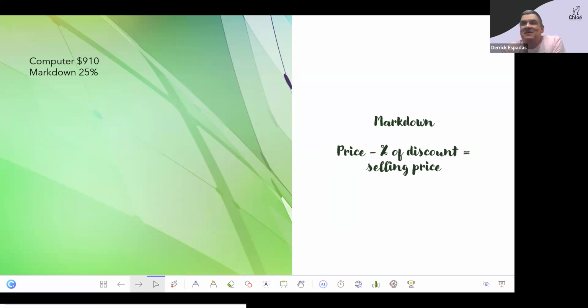So now we're doing a markdown of 25%. Our computer is $910. It's an upgraded version from the other one before. So first we've got to figure out what 25% of 910 is. So 910 times 0.25. We just move the decimal place over two times to the left to get our decimal from the percentage. And 25% of 910 is 227.50. So what we do next is subtract 227.50 from 910. Oh, I like that this slide is correct. And we're going to get 682.50. So that's all our markdown stuff, which is good to know.